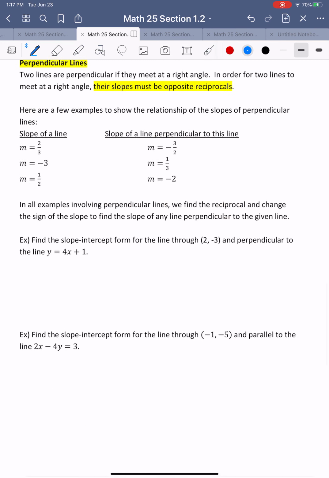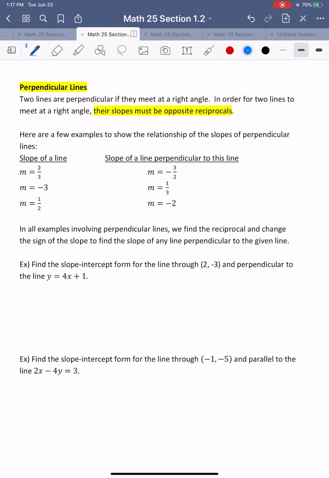Okay, let's talk about perpendicular lines, okay? Two lines are perpendicular if they meet at a right angle, which means one goes this way, the other goes that way, but the two lines must be exactly 90 degrees. That's what we call perpendicular lines, okay? So the slope is always the opposite reciprocal, okay?